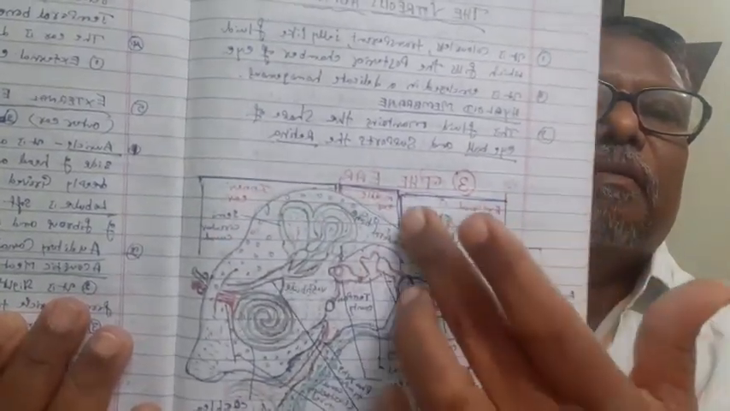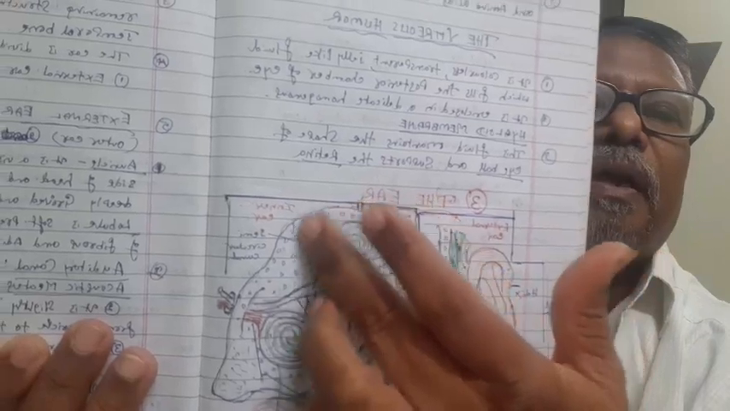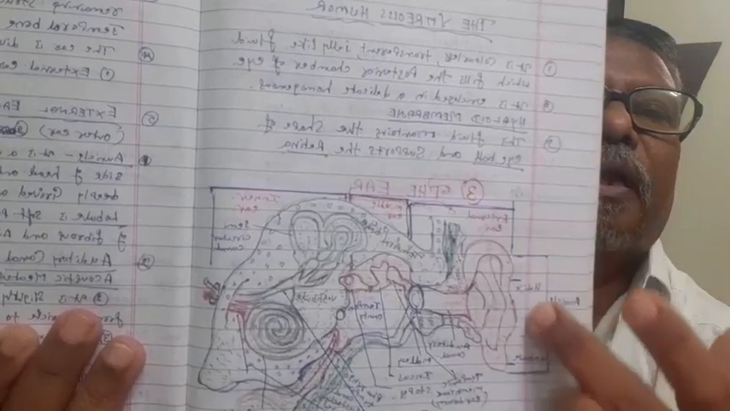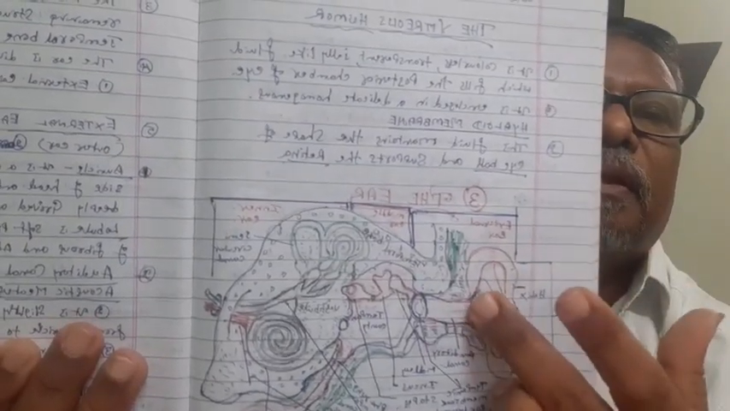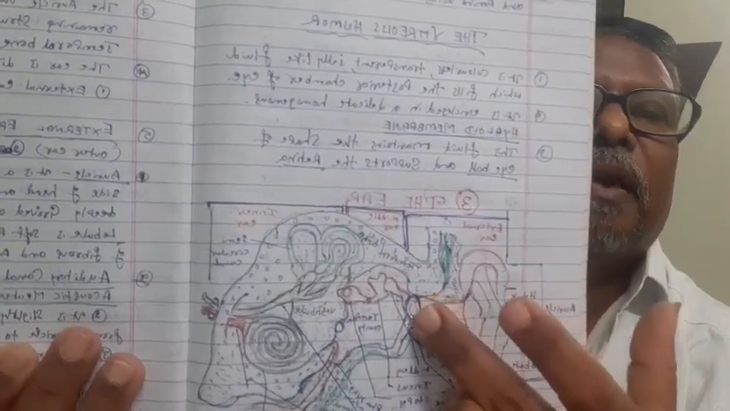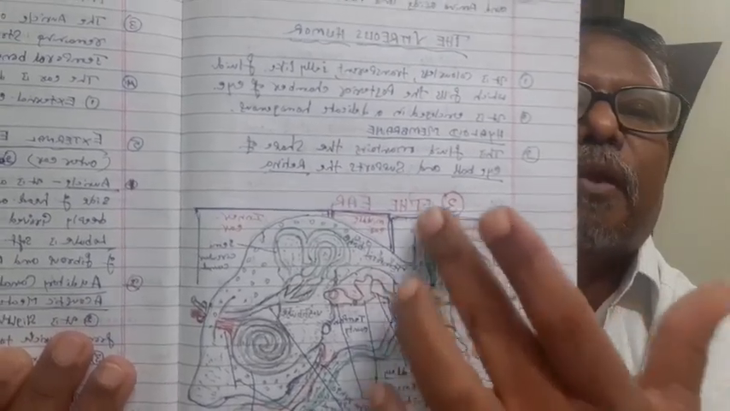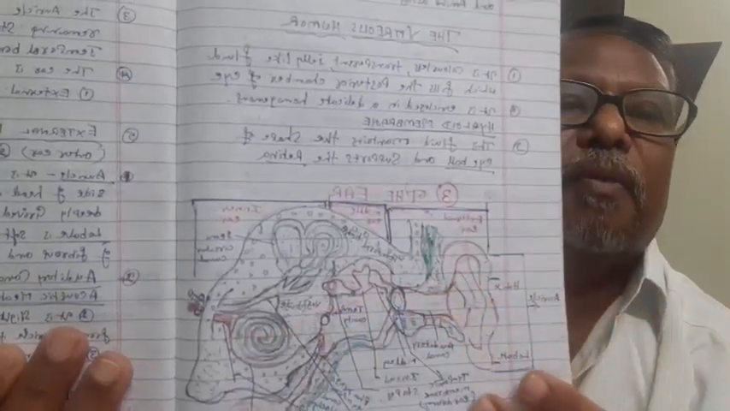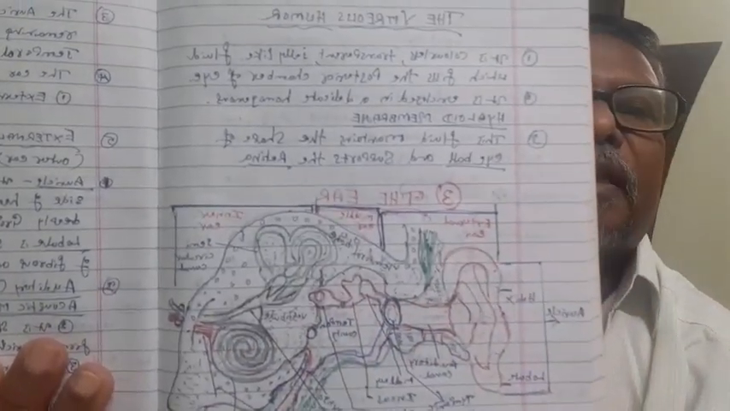External, middle, and internal. The external ear, the auricle, is outside the body, and the auditory canal and the tympanic membrane are inside the temporal bone. This is the temporal bone, complete bone, and in the bone the structures are present. You can see the figure. It is very clear in the notes which I have given already. So the ear is divided into 3 distinct parts: the external ear, middle ear, and the inner ear.